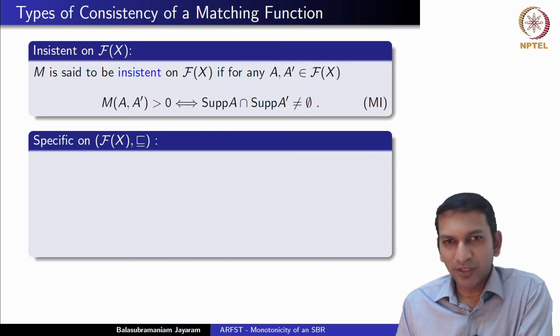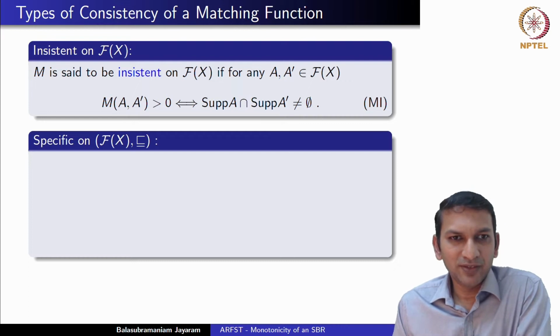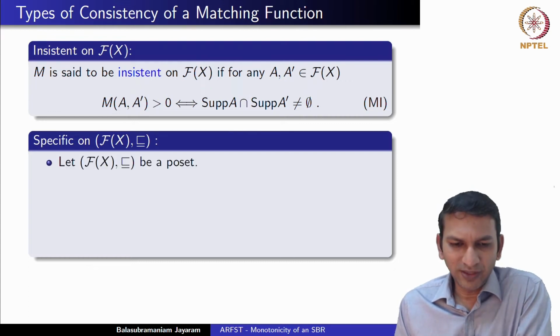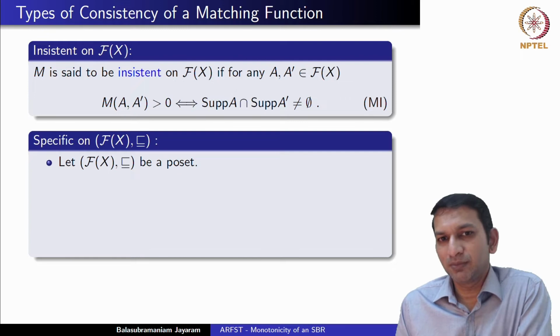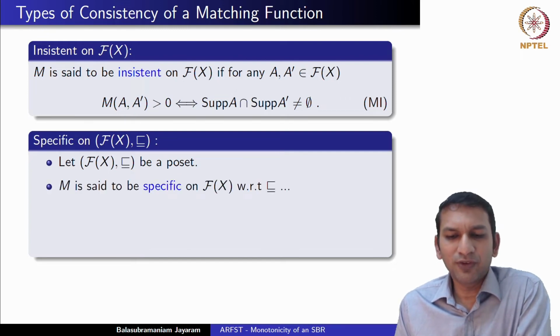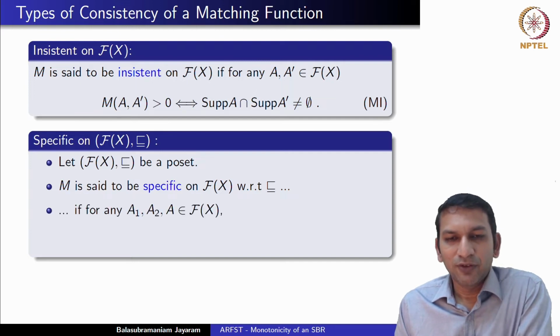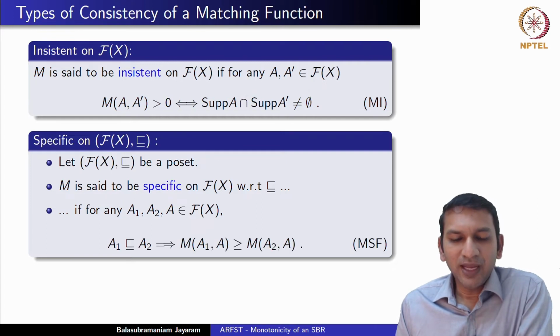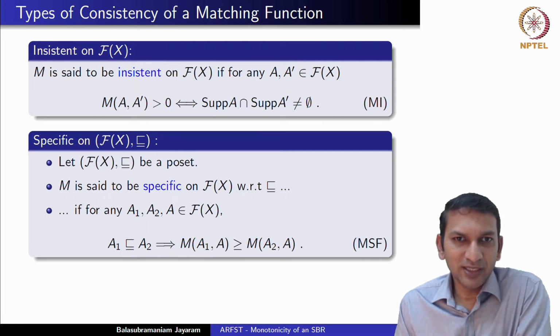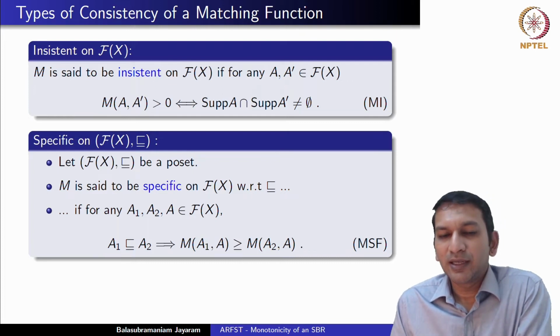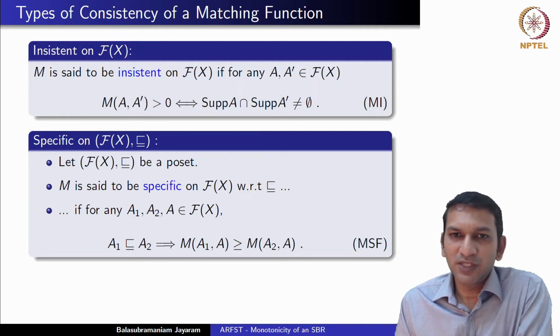Given f of x, we could consider many orders on it. So we say a matching function M is specific with respect to the ordering that we consider on f of x. To begin with, we consider a poset. We know that on f of x, for suitable subclasses of f of x also, we can consider many orderings which will make it a partially ordered set. We say M is set specific on f of x with respect to the order that we consider if for any three fuzzy sets A1, A2, A that we take, whenever A1 is smaller than A2 with respect to the ordering that we consider, then M of A1, A should be greater than or equal to M of A2, A. So here we are ensuring that the more specific a set is, the more similar it will be to a given fuzzy set A. So somehow it retains or preserves specificity.